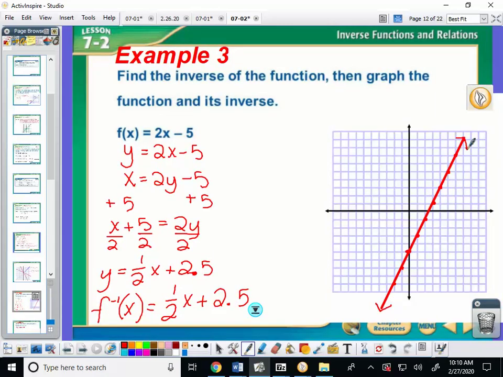Now when I graph the inverse function, the y-intercept is at 2.5, so up 1, 2, and halfway. Okay, no big deal that we have a decimal for a y-intercept. And the slope is 1/2. So I'm going to go up a full unit and over 2. Up 1, over 2. Could also go down 1 and left 2.